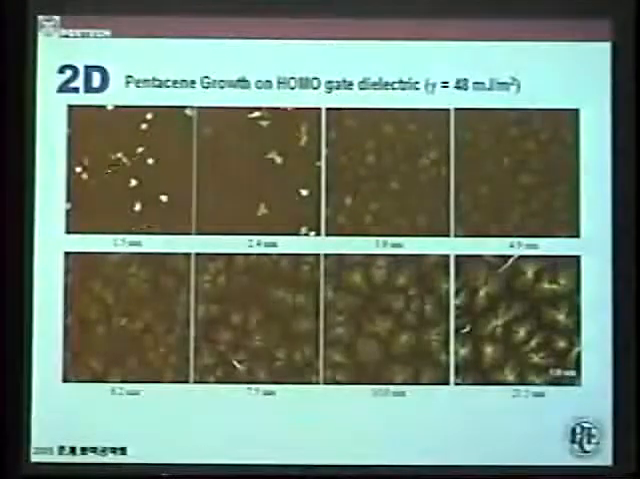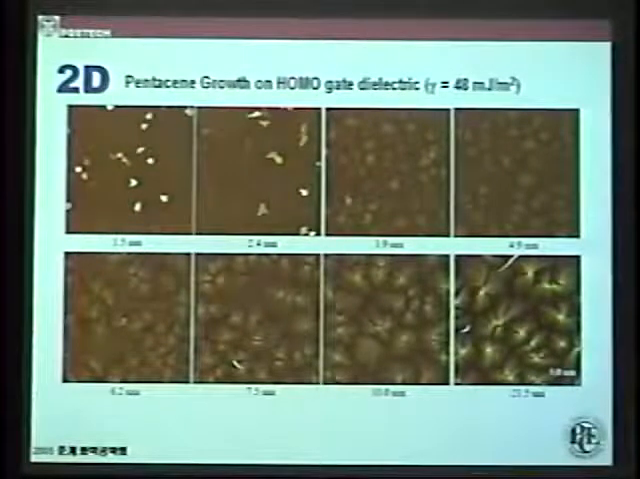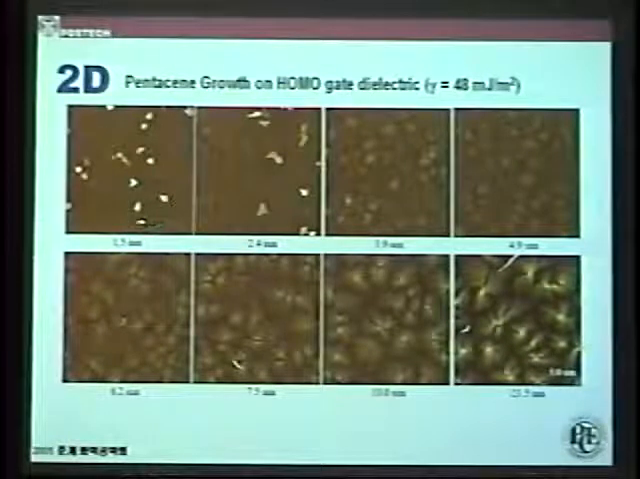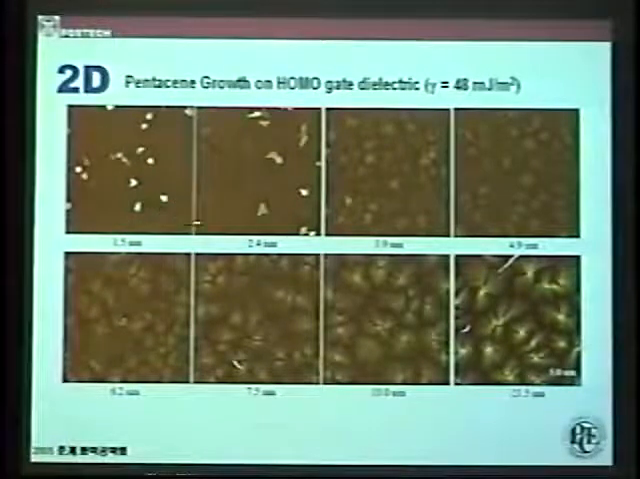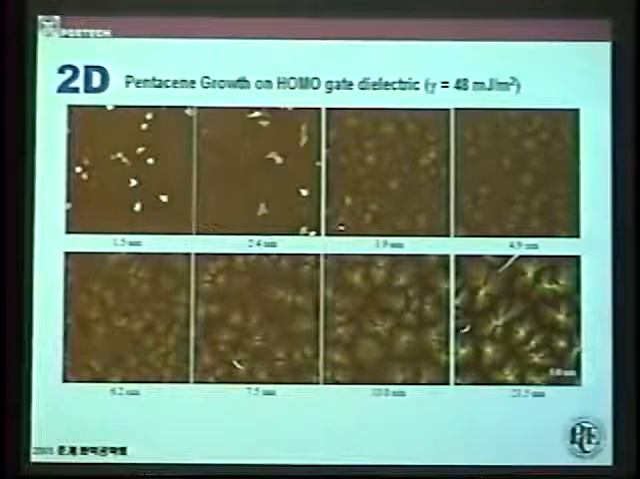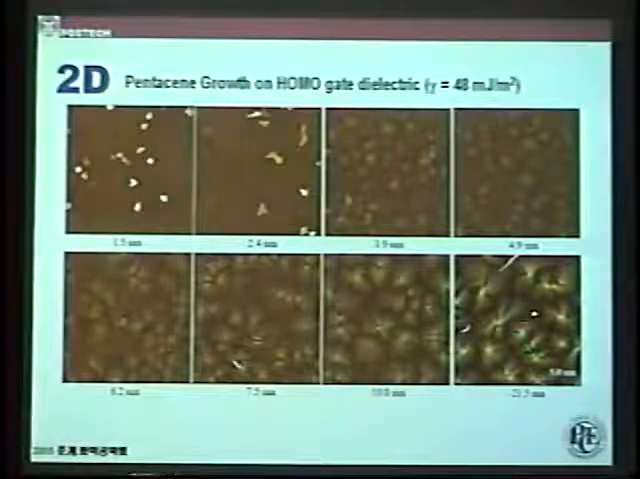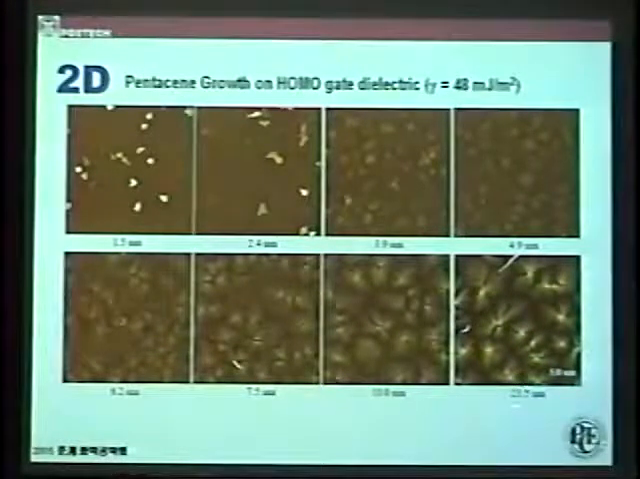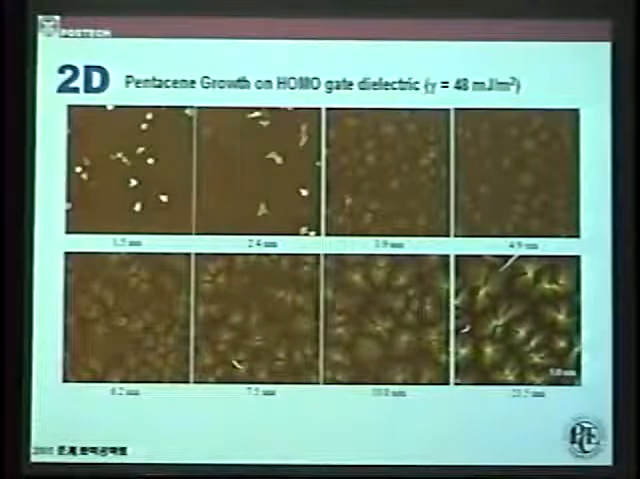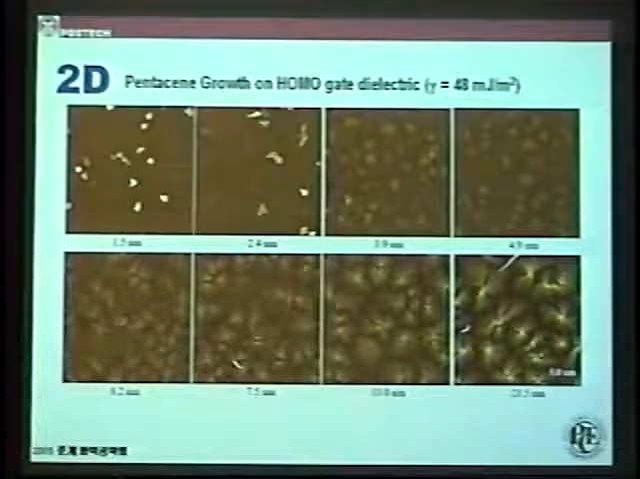So this shows that the deposition of pentacene is only about 1.5. This is the monolayer, and this is the bare part. Then the second layer and third layer go on. Finally, we have a dendrite structure, dendrite morphology. So this is typical. If you have a large surface energy, then pentacene has a 2D mode of growth.